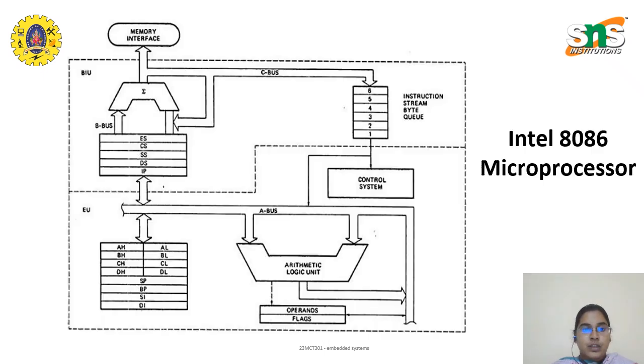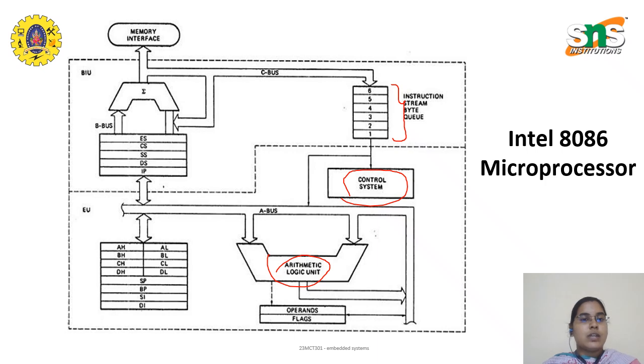control instructions. Coming to the architecture of the Intel 8086 microprocessor, here you can see first of all we have the ALU, the arithmetic logic unit, which is connected with the control system, and above the control system we have an instruction stream byte queue. This is the most special feature in the 8086 as it has a pipelining system: it can store up to 6 upcoming sequential instructions, which helps in avoiding the delay of the instruction fetching process. This is the main uniqueness and difference between the 8085 and 8086.